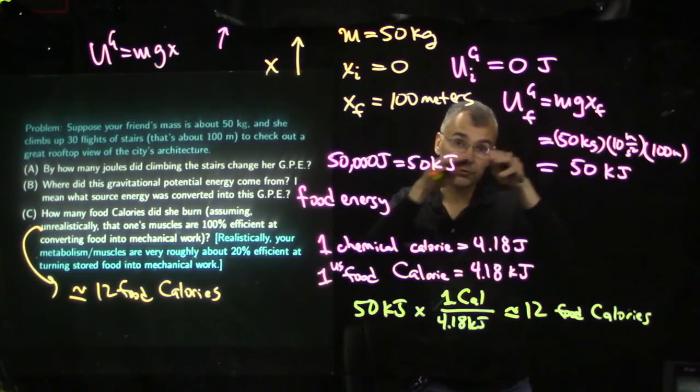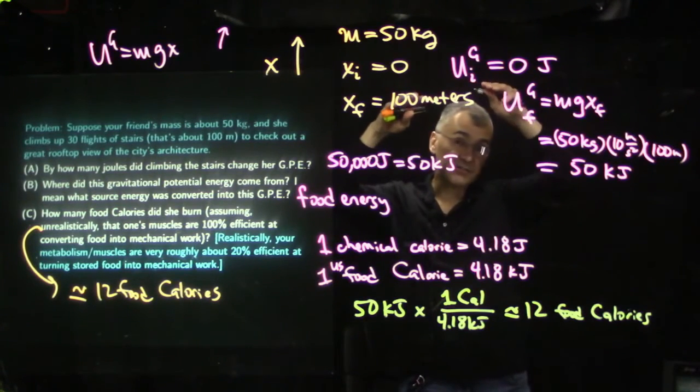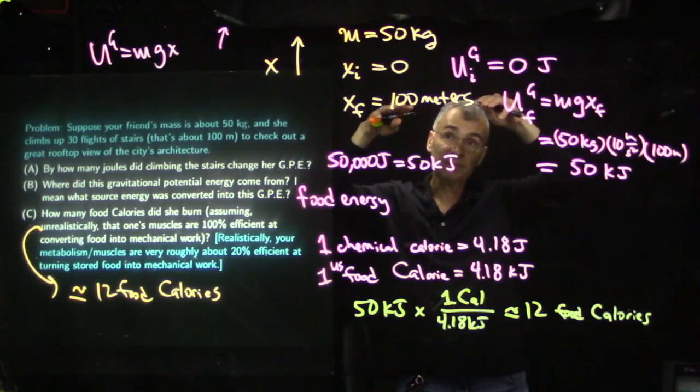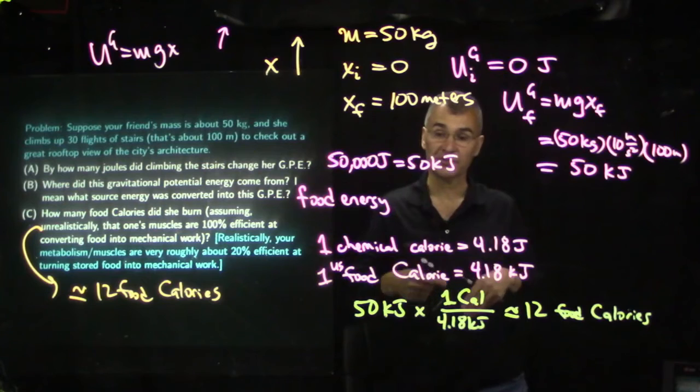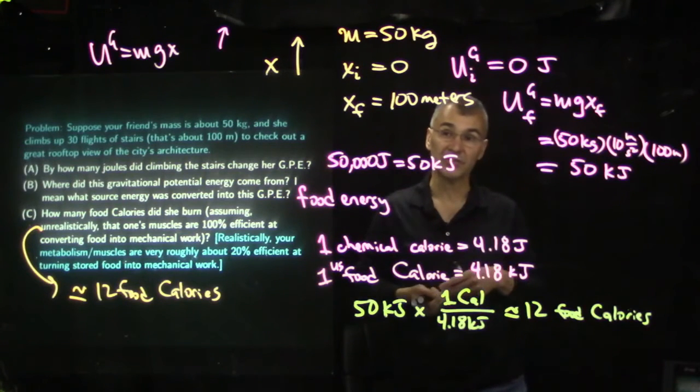Then she goes up the stairs, and she gets to the top, and there's gravitational potential energy. Meanwhile, the metabolic energy in her body, the source energy, is decreased by this 50 kilojoules. And the gravitational potential energy is increased by that 50 kilojoules.